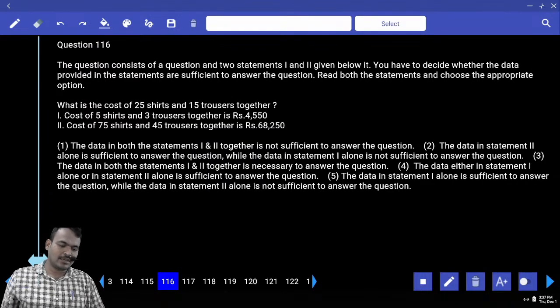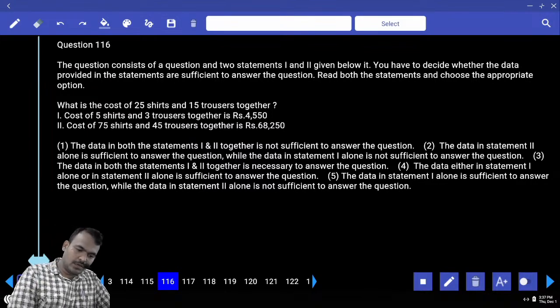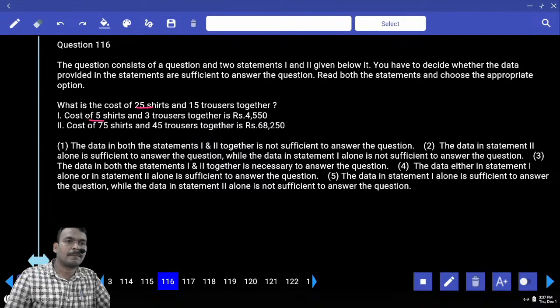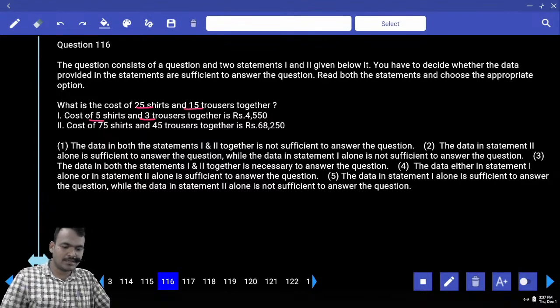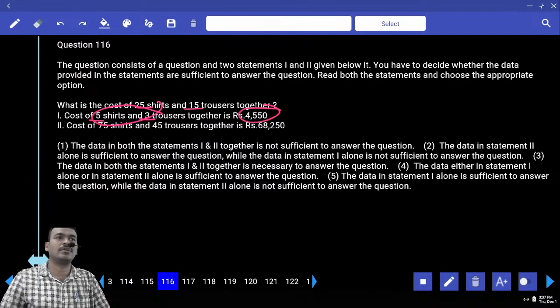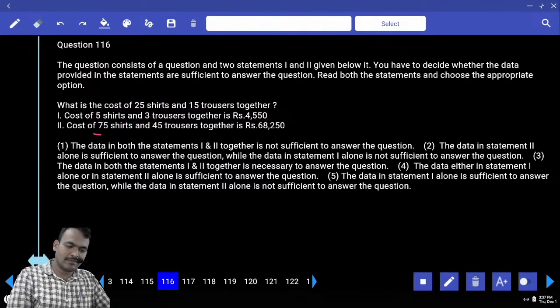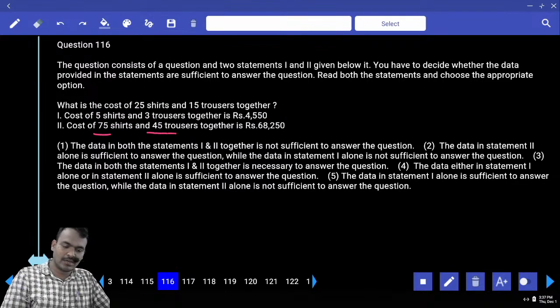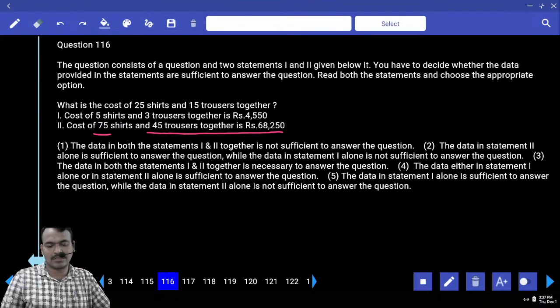5 shirts and 3 trousers together is how much? 4550. 25 is how many times of 5? 5 times. 15 is how many times of 3? 5 times or not? Means left hand side it is 5 times, then right hand side value also 5 times. Then 1 alone is sufficient or not sufficient? Sufficient.